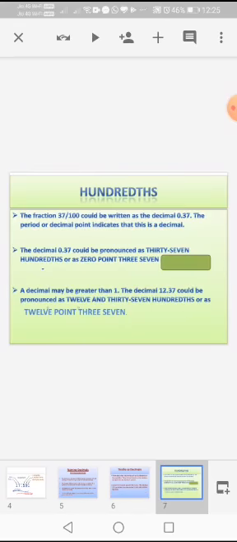Now next is hundredths. The fraction 37 by 100 could be written as the decimal 0.37. The period or the decimal point indicates that this is a decimal. The decimal 0.37 could be pronounced as 37 hundredths or zero point three seven. A decimal may be greater than 1. The decimal 12.37 could be pronounced as 12 and 37 hundredths or as twelve point three seven.